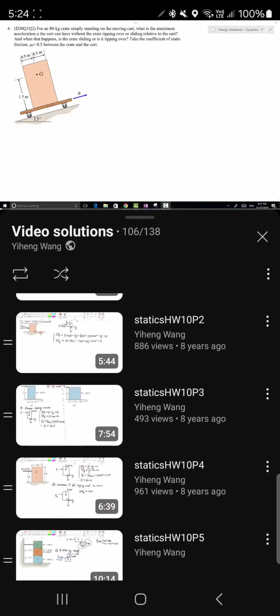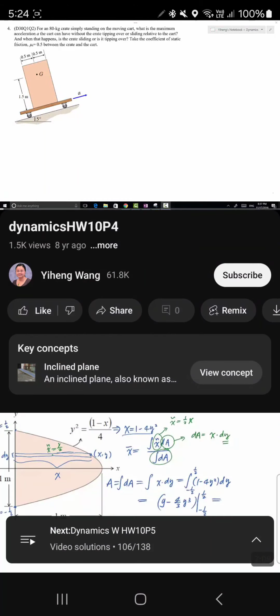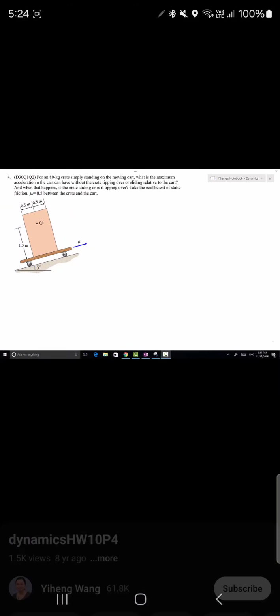In this problem, we have an 80 kilogram crate that is simply standing on this moving cart on this inclined surface with a 15-degree angle with the horizon. Because the crate simply stands on the cart, nothing else keeps the crate from moving except for the frictional force between the surface of the crate and the cart. So we need to determine this acceleration.